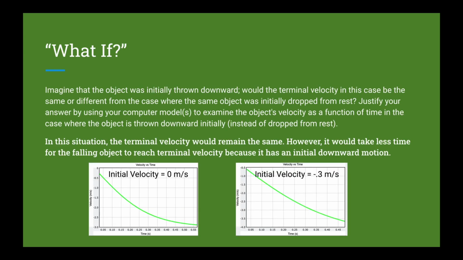What if? In this situation, the terminal velocity would remain the same whether or not there was an initial downward velocity. However, it is important to note that it would take less time for the falling object to reach the terminal velocity because it had that initial downward motion. This is displayed by the two graphs below.